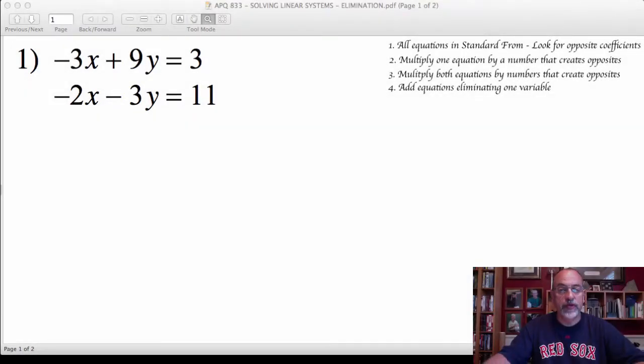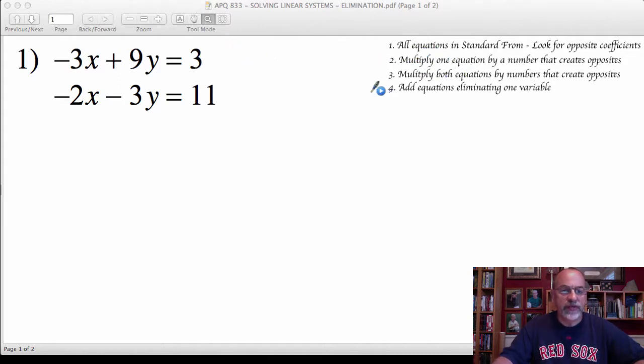Continuing to work with the elimination method in solving a system, we are going to come across some problems where we're going to have to multiply by a number to create opposite coefficients. So again, remember, the whole idea of the elimination method is to have opposite coefficients so that when we add the equations, one of the variables is eliminated. So let's go through our steps here and take a look at what we have to do.